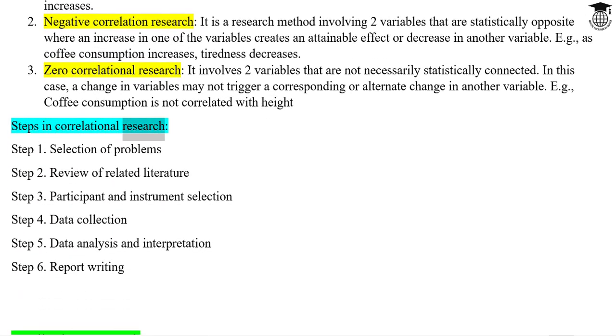Steps in correlational research. Step 1. Selection of problems. Step 2. Review of related literature. Step 3. Participant and instrument selection. Step 4. Data collection. Step 5. Data analysis and interpretation. Step 6. Report writing.